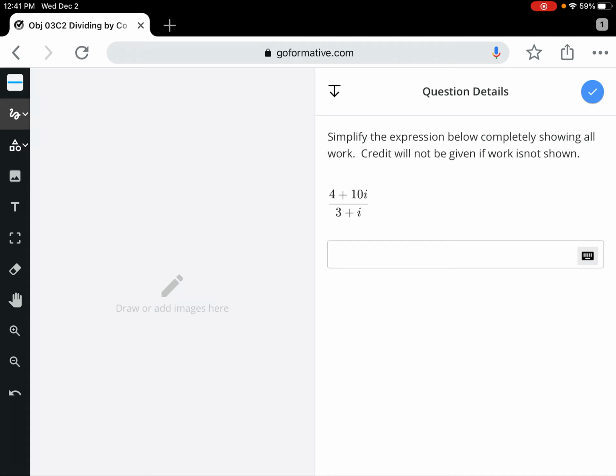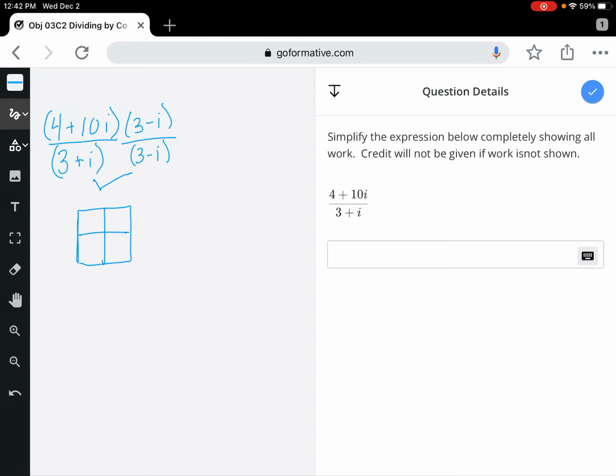Okay, number 2, 4 plus 10i over 3 plus i, multiply by the conjugate, and I make sure I put parentheses, 3 minus i, 3 minus i. Anytime I have a binomial, I put parentheses around it. Now I'm going to have to do 2 boxes. I have the box for this one.